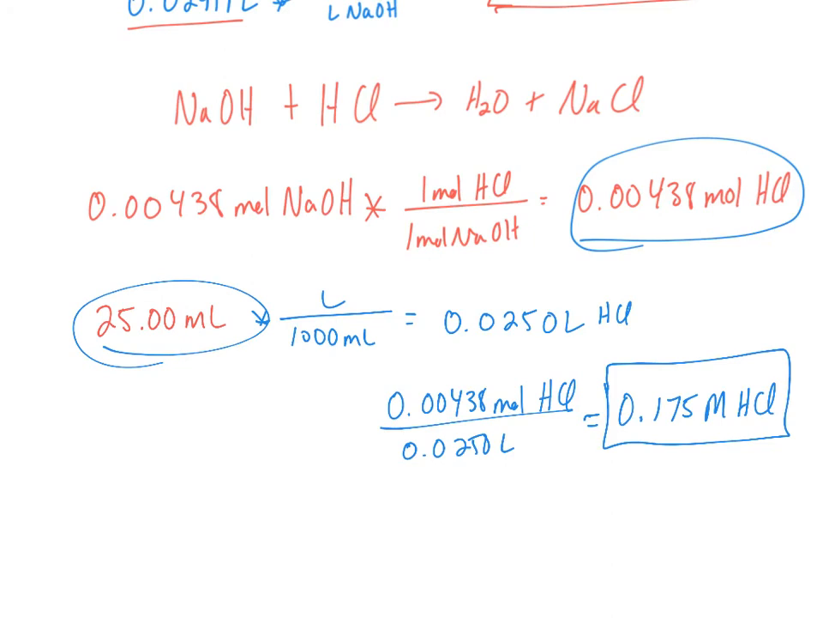Now, typically, what you do is you repeat this in triplicate, in other words, in 3 different trials, and then you average all these values together to get a more precise or more accurate reading of what that HCl actually is. So these are things to consider when you're completing a titration lab.